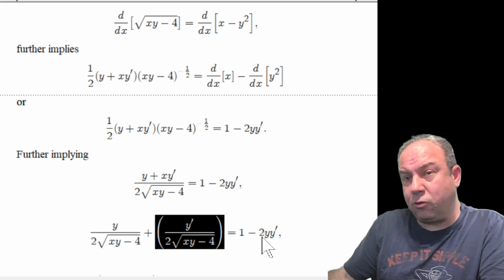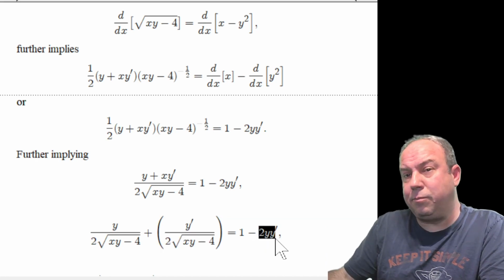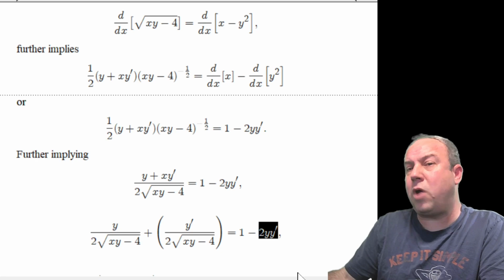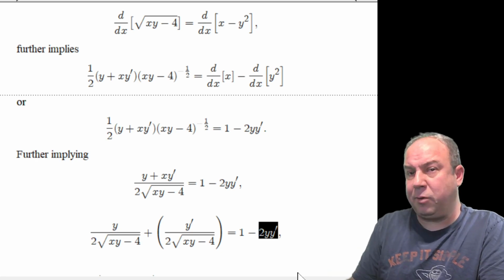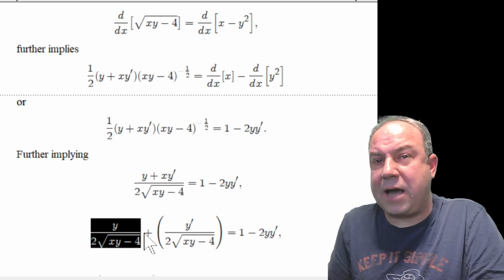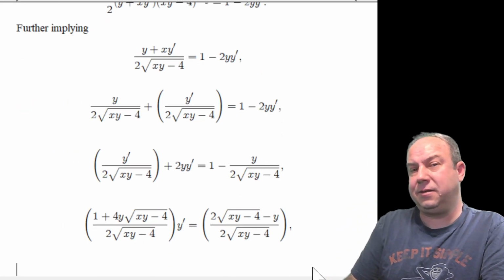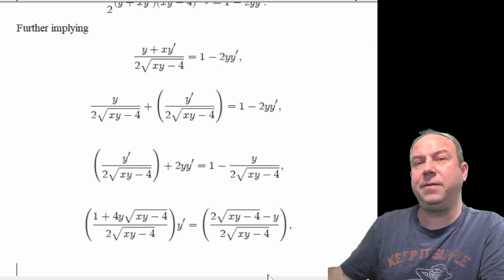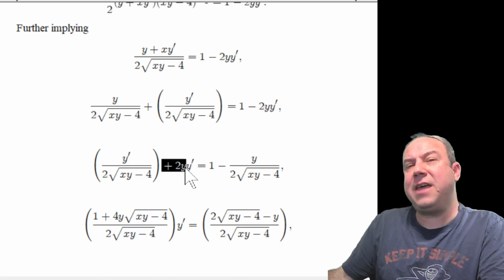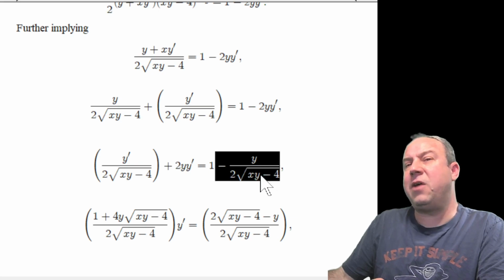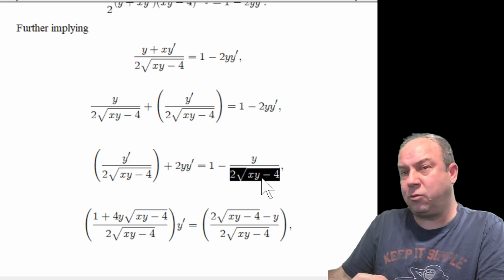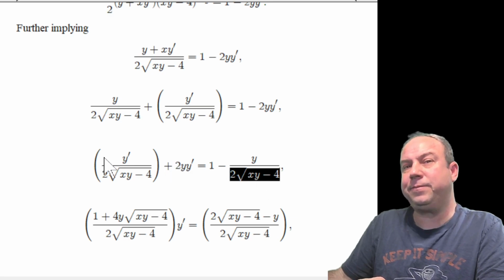I'm going to group it with this 2y prime here on the right that we're subtracting from 1. So I'm going to add this term to both sides, and I'm going to subtract this term from both sides. Right? I'm going to add that 2y prime to both sides, and I'm going to subtract that y divided by 2 times the square root of xy minus 4 from both sides.